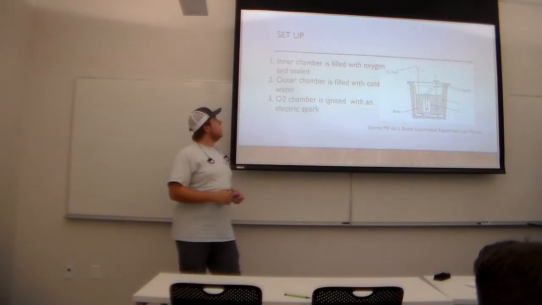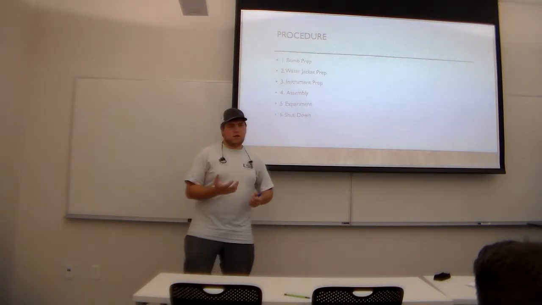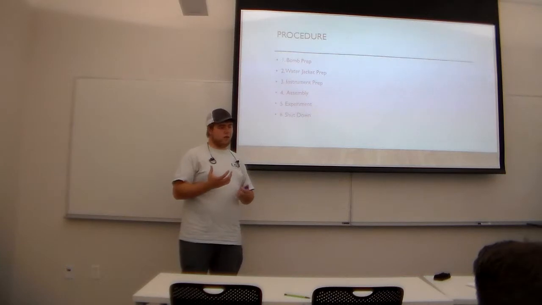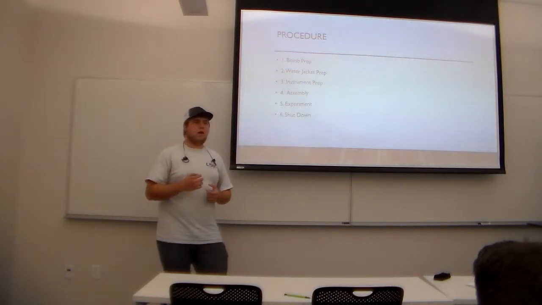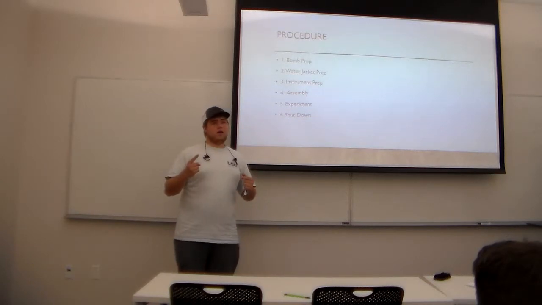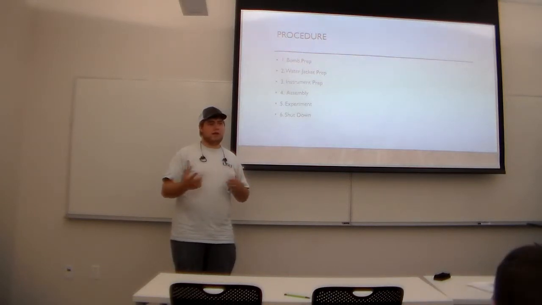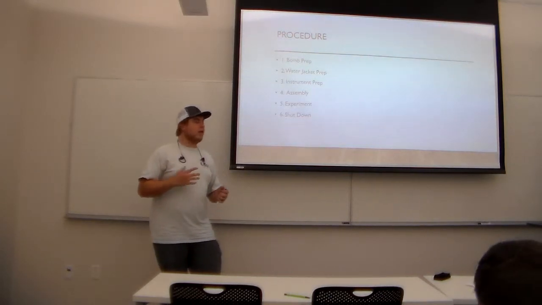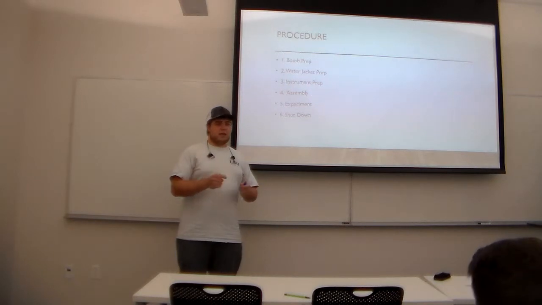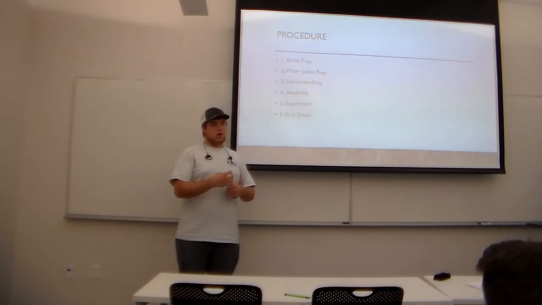So let's go into the procedure. The first thing you do is you set up the bomb itself. So that's where you place the sample inside the pressurized container. From there, you measure out a set length of nichrome ignition wire. You want a set distance so you control all your variables that would change the heat. From there, you connect the wire to the food. Make sure it is enclosed in the bomb.